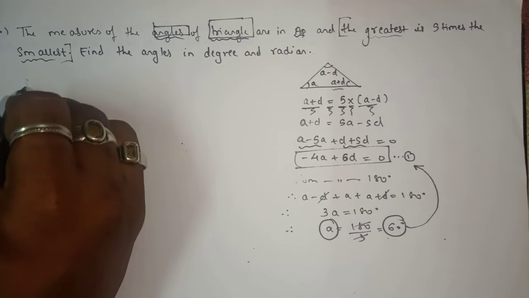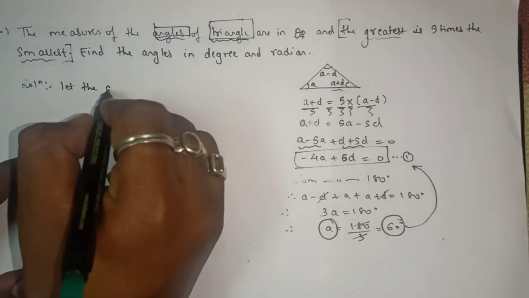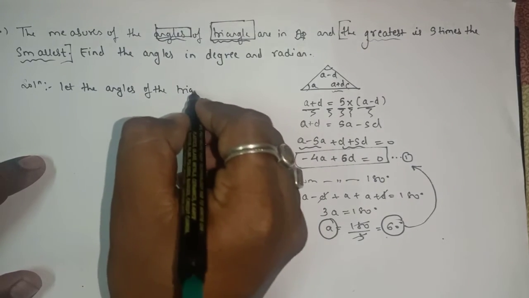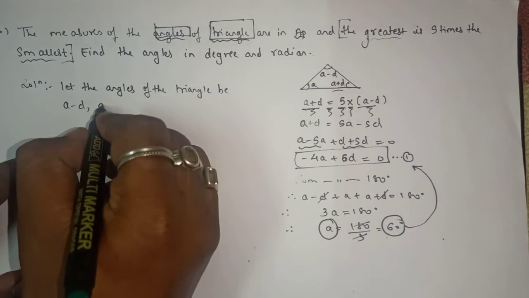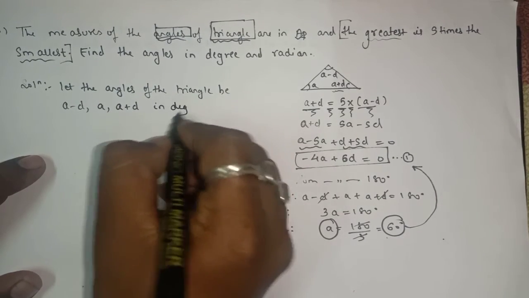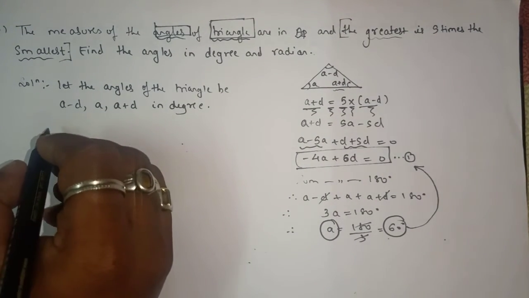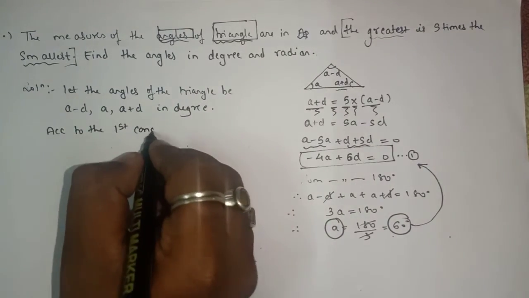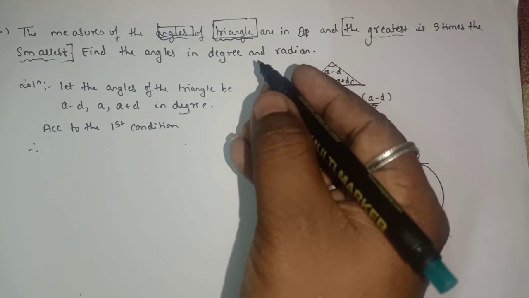So here in the solution, first we'll write: let the angles of the triangle be a minus d, a, and a plus d, in degrees. Okay, we'll consider these angles in degrees. So according to the first condition, it says that the angles of the triangle are in AP.